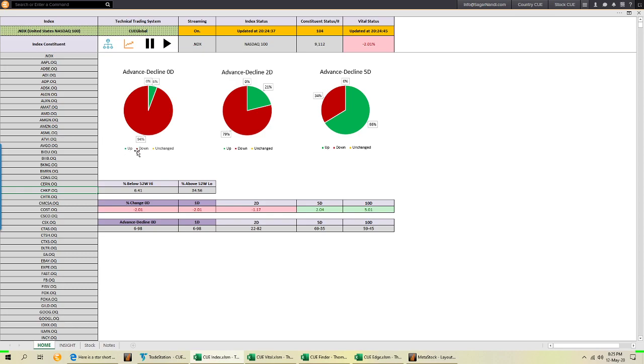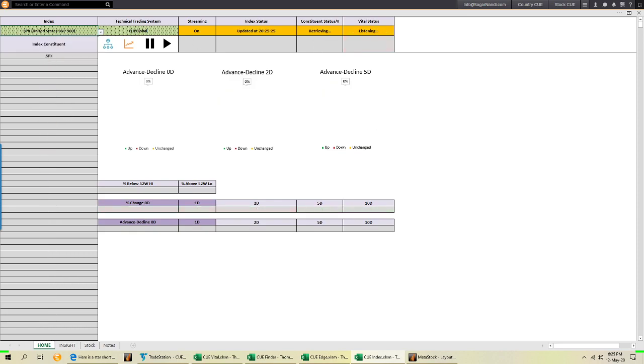And you can see in Nasdaq, by the end of the day, 94% of the stocks are down today. Only 6% are up. What about, let's look at S&P 500. It has retrieved the S&P 500 components. Now it is retrieving data about all those 500 stocks. Let's give it a few seconds.